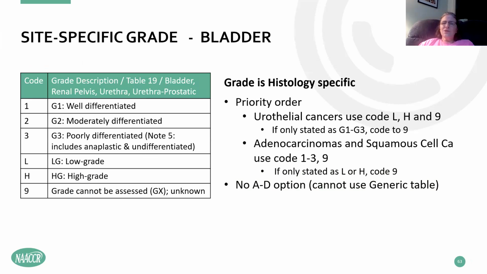For bladder, grade is histology specific. So we have our low grade and our high grade in bladder. We saw this also in ovary. Urothelial cancers use low, high, and 9. If it's only stated as G1 through G3, you would code to a 9. The adenocarcinomas and squamous cell carcinomas use codes 1 through 3 and 9. And there is no A through D option for bladder, so you cannot use the generic table.